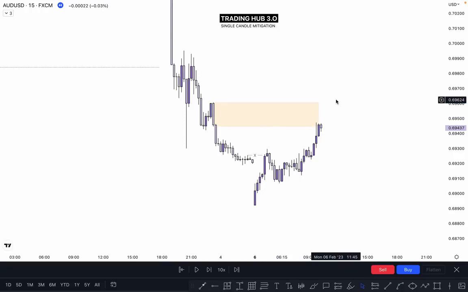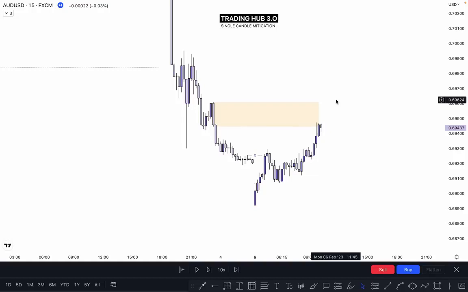Generally what we do in this case is switch from the 15-minute to the 1-minute and then wait for a CHoCH and flip, and then sell. So this is the CHoCH and flip entry model. What happens if price gives you an indication based on a single candle order block, based on single candle mitigation?